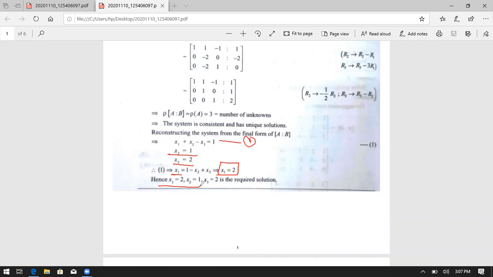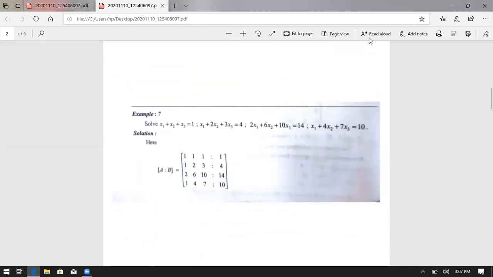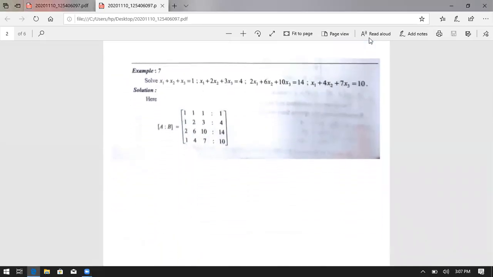Next example, that is also the same. This is the 7th example. Here, your question is to solve x1 plus x2 plus x3 is equal to 1. Then x1 plus 2x2 plus 3x3 is equal to 4. Then 2x1 plus 6x2 plus 10x3 is equal to 14. Next the fourth one, here 4 equations are there. That is x1 plus 4x2 plus 7x3 is equal to 10.